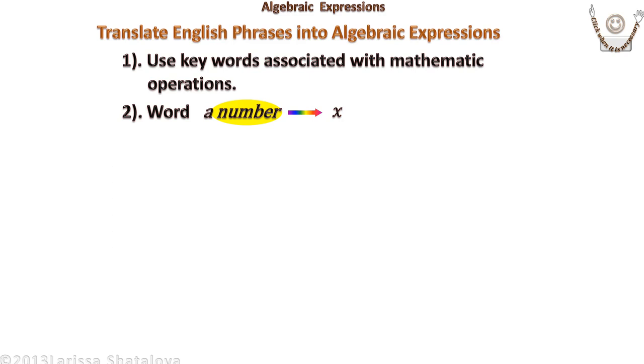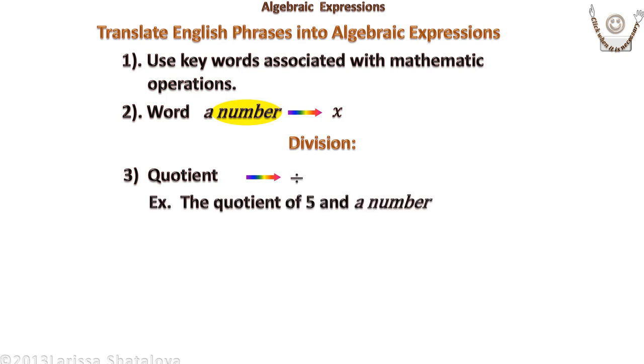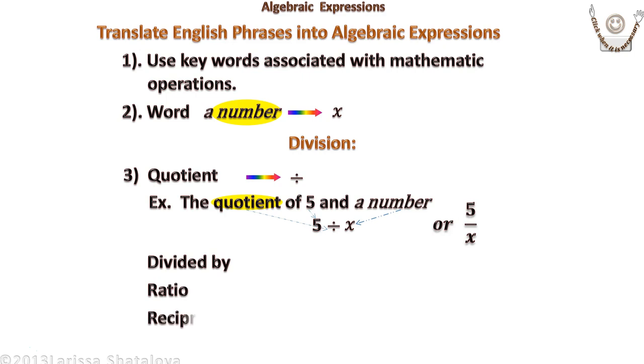For division, the basic word is quotient, which means division. Here's an example. The quotient of 5 and a number. Quotient means division, and then 5 is the first piece, and x, which represents a number, will be the second. Or we can show it as 5 over x, because the fraction bar means division. For division, we can use the words divided by, ratio, reciprocal, or per.